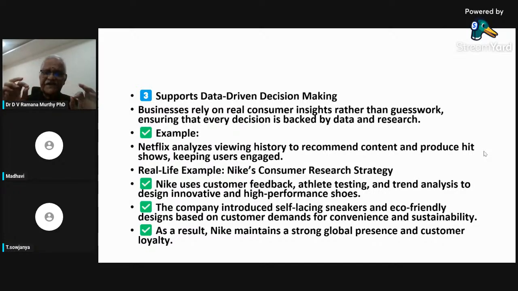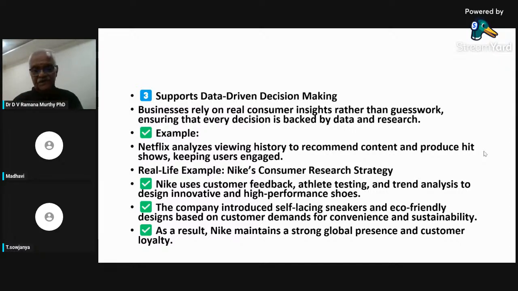Please note, it's a very specific exercise of noting clearly customer opinions. In the absence of customer feedback, you're gone. I repeatedly tell you that's the importance of customer tracking and knowing more and more about customer preference patterns. So that's why Nike introduced self-lacing sneakers and eco-friendly designs based on customer demands. Customers will be asking this and that.